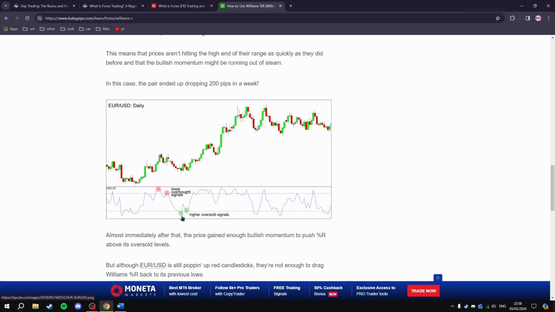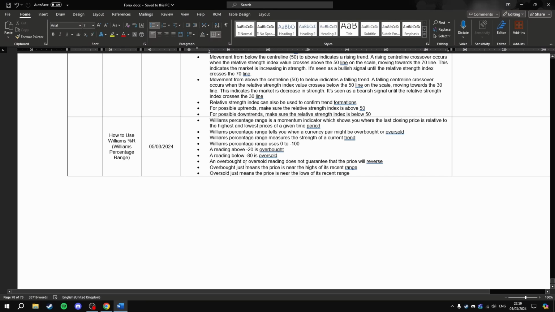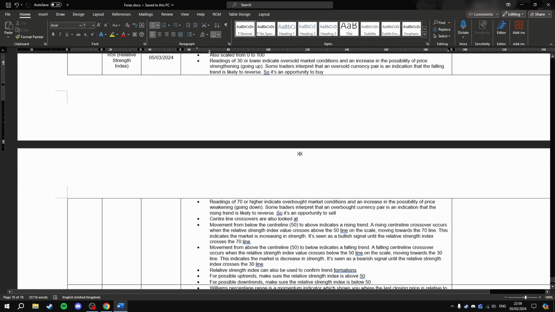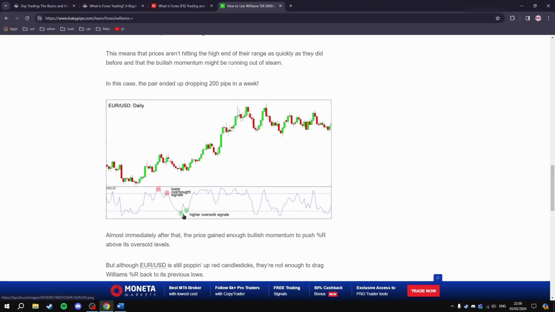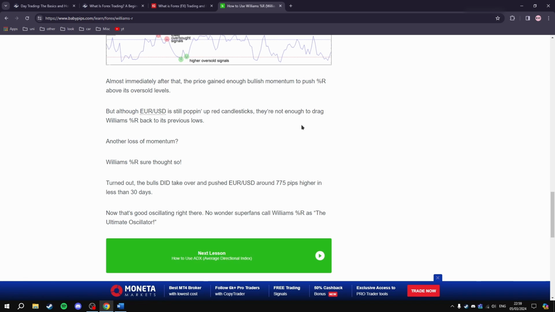So it hits here, and now it drops below the minus 80. So if it's minus 80, now it's oversold again, which means it's time for you to buy, because it is oversold, and when you do buy, the price shoots off to the sky. And it does, yeah. So that's what I think happened. I don't really understand what they were talking about here, to be honest.